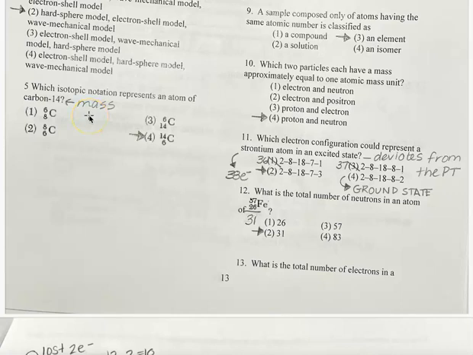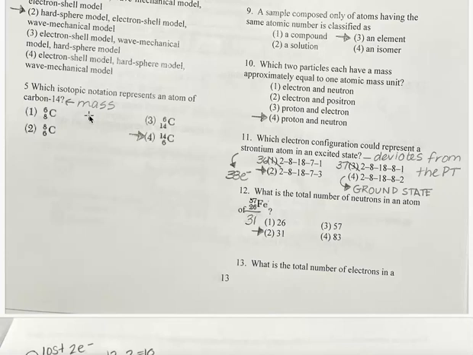Concepts review, this is part 2. I'm picking up with question 9 on page 13. I believe I went over this one already though. A sample composed only of atoms having the same atomic number is classified as, and that would be an element. That is the definition of an element.